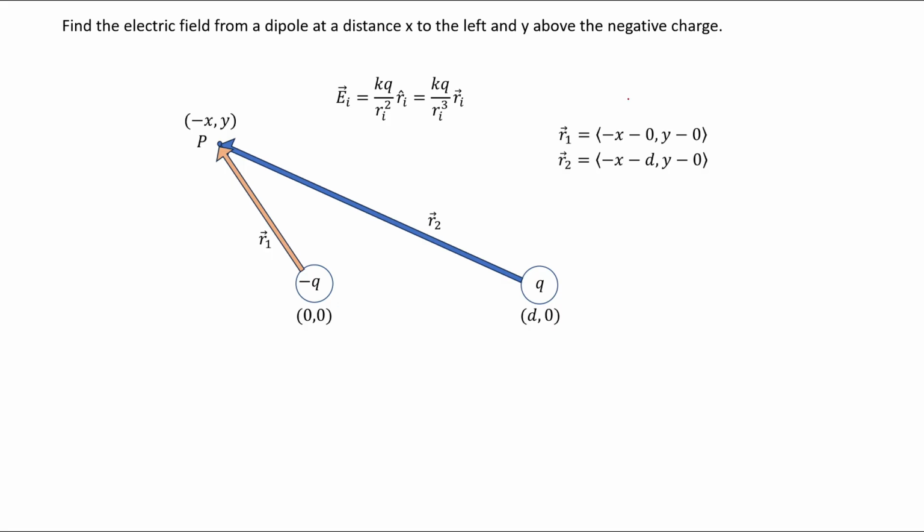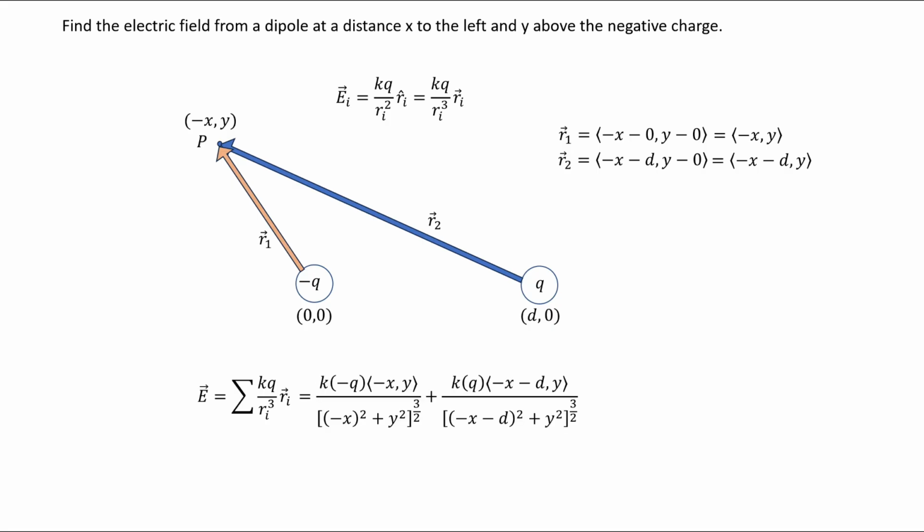The r1 vector is just the field point minus the charge point. So you do that for the x and you do that for the y in both cases. Once you have those, it is plug and chug. There's no geometry to do. You can clean it up a little bit and then simply write down that the total field is the sum of the individual fields.